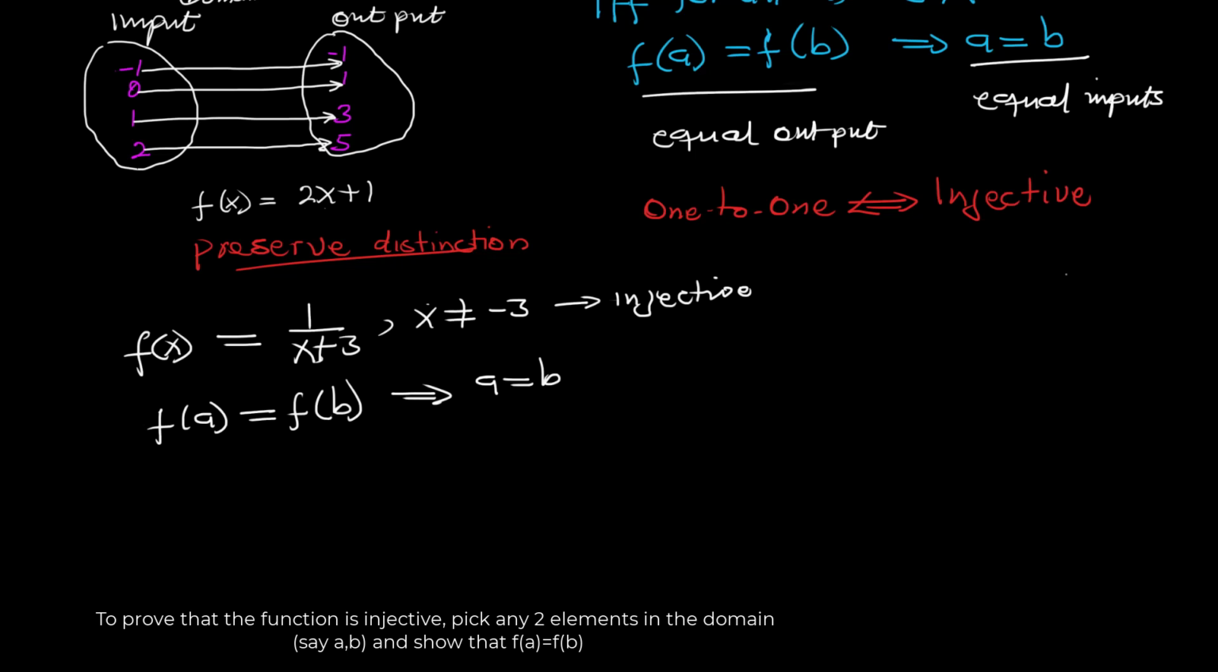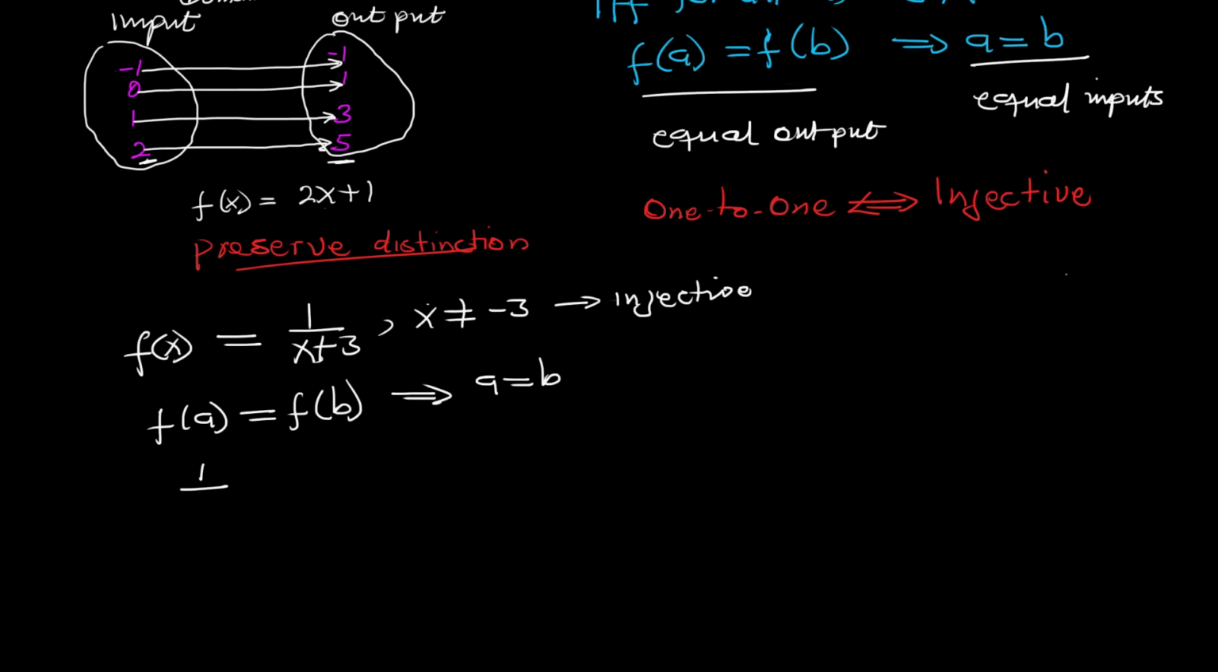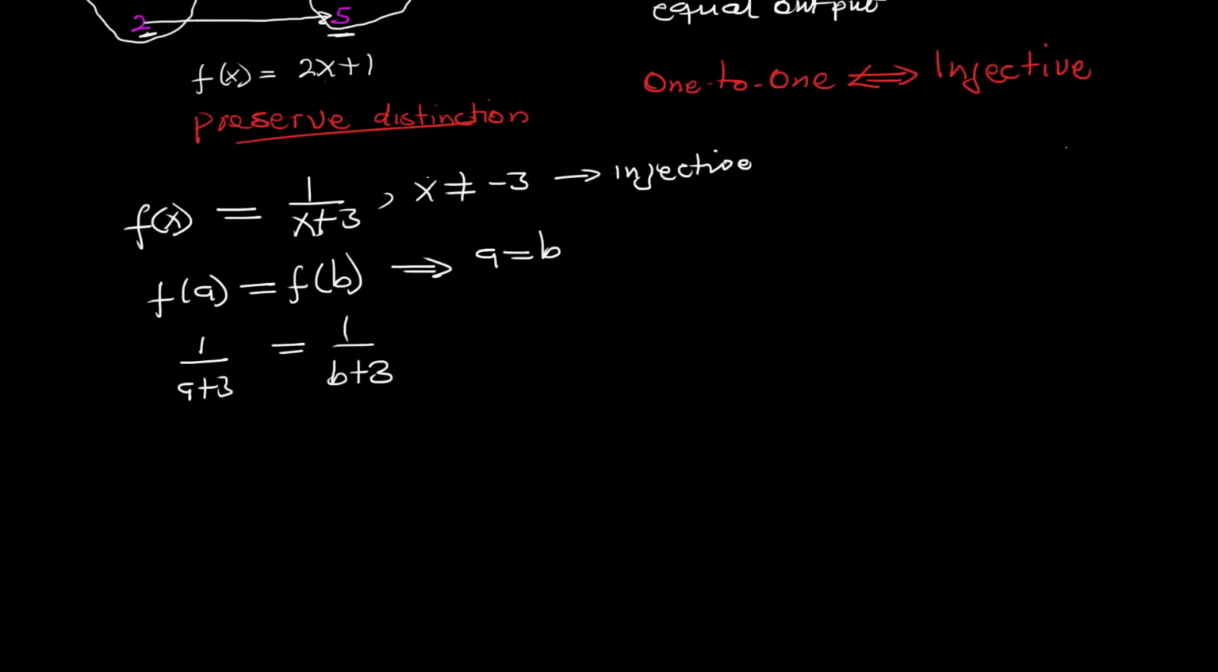That is what we learn from the visual explanation, that the input has a distinct element in the output. This will be the output, 1 over a plus 3, wherever we see x we put a, and that is equal to 1 over b plus 3. Now, since the numerators are the same, we can equate the denominators. So a plus 3 equals b plus 3. Then we can subtract 3 from both sides, and get a equals b.